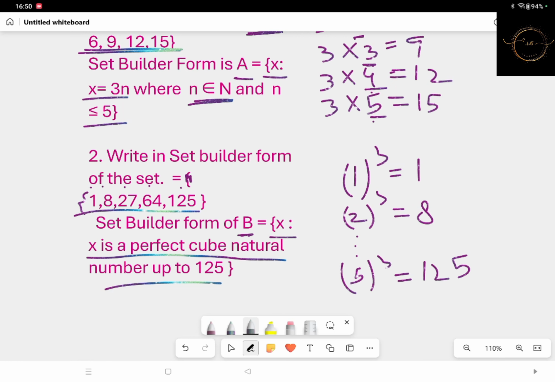So here it's a perfect cube of natural numbers because it's starting from 1 and not from 0. So you have to mention here perfect cube of natural number, not whole number. That's why it's very important to mention, and that's why I have given you a pre-concept of the types of numbers also, because you will be needing these things. So in the next video again I'll come with the next part of the chapter.